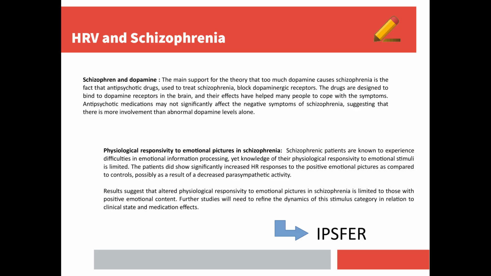Schizophrenic patients exhibit increased heart rate responses to positive emotional stimuli, likely due to reduced parasympathetic activity. This altered physiological responsivity is specific to positive emotions. Antipsychotic drugs, which block dopamine receptors, support the theory of excessive dopamine in schizophrenia, though they may not alleviate negative symptoms, indicating additional factors beyond dopamine imbalance.